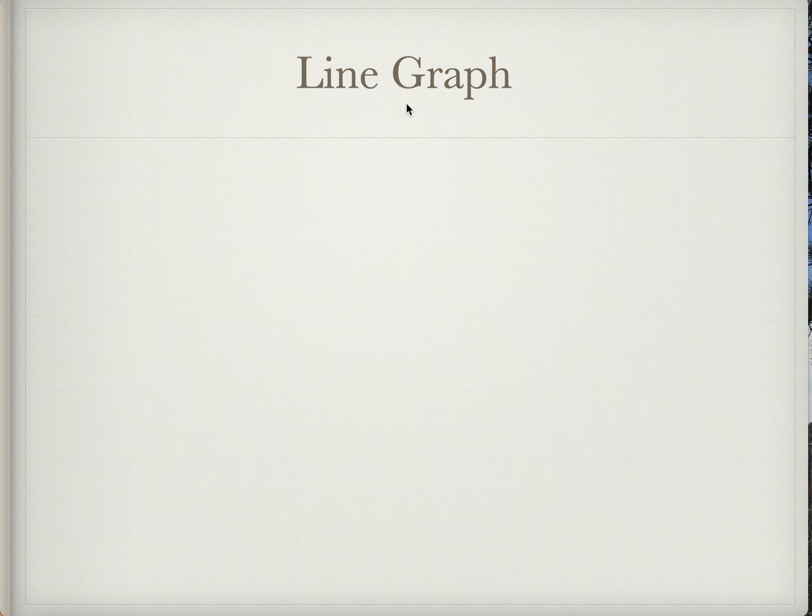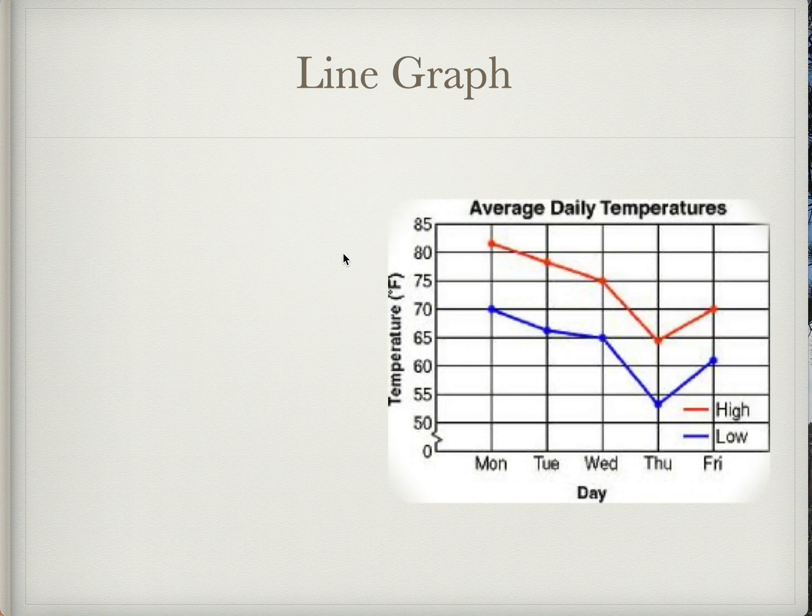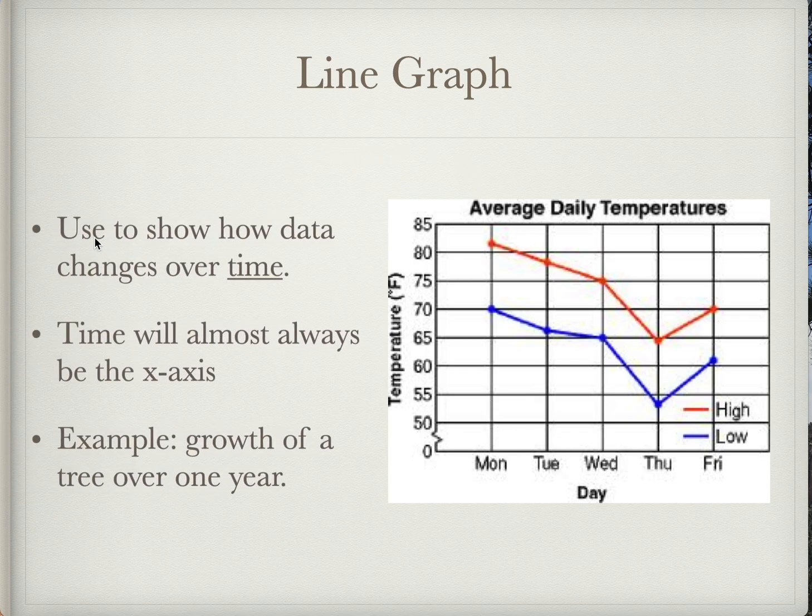Okay, the next one is the line graph. And we're going to spend more time later in the year talking about this. Line graphs are used a lot in math. They're used to show how data changes over time. Time will almost always be the x-axis because it's continuous. Now this kind of has categories with Monday, Tuesday, Wednesday, but this is over time. So it could be week 1, week 2, week 3, and you can connect your dots as you go. These have distinct dots. Sometimes you have a continuous line.